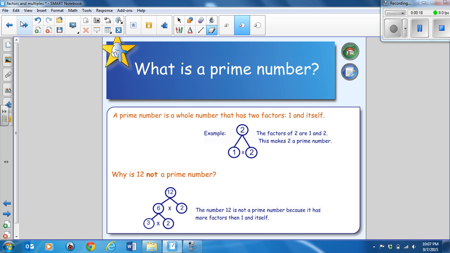So what exactly is a prime number? A prime number is a whole number that has two factors, only 1 and itself. So let's take a look at the number 2 here. 1 times 2 equals 2. There are no other factors other than 1 and 2, so this is considered a prime number. Okay, so let's take a look at another example. 12. 6 times 2 equals 12, or 3 times 4 equals 12, and we could also say 4 times 3 equals 12. So 12 would not be considered a prime number.